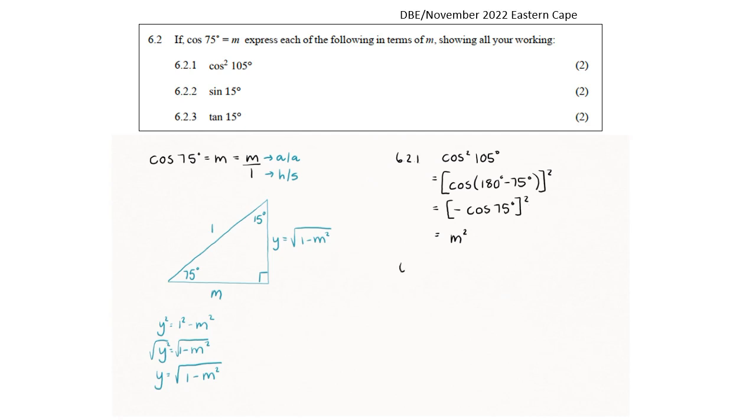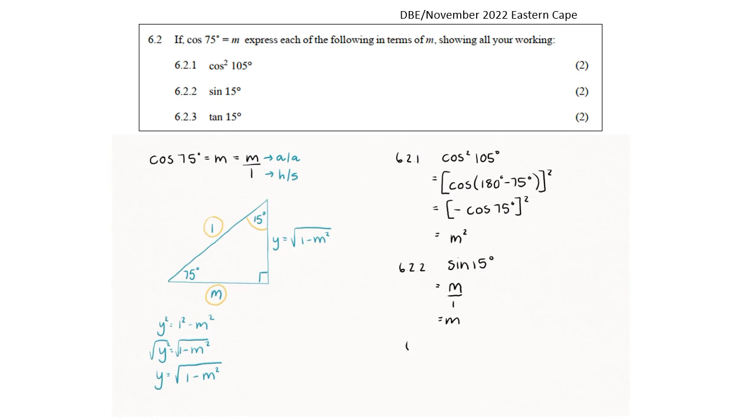In the next question, we have to determine the sine of 15 degrees, and we've already completed the triangle. So now we can determine sine of 15 degrees working from the 15-degree angle. And we can say that sine is opposite over hypotenuse. So this will be equal to m over 1. And that gives us a final answer of m. And this question also counted 2 marks. You get 1 mark if you completed the triangle correctly, and then 1 mark for the answer m.